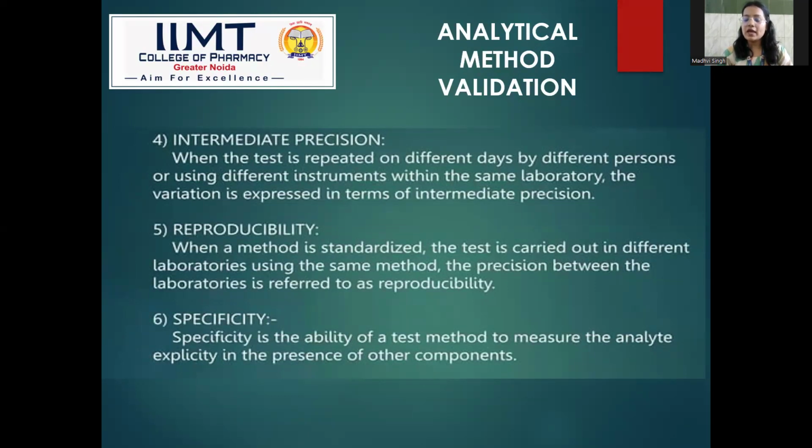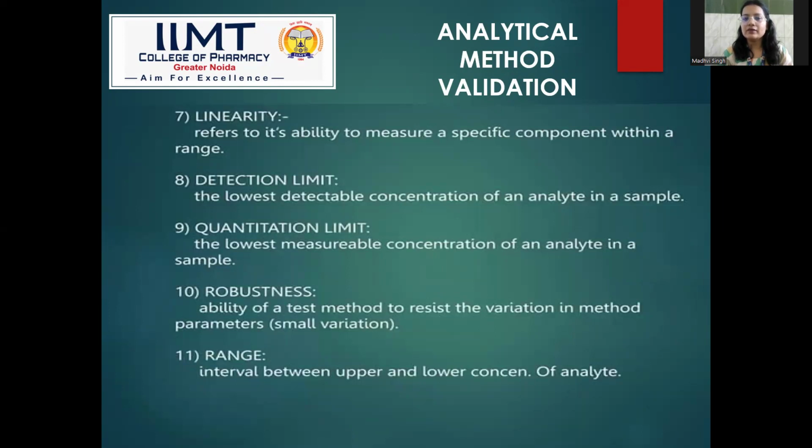Then specificity. Specificity is the ability of a test method to measure the analyte explicitly in the presence of other components. Next is linearity. Linearity refers to its ability to measure a specific component using a range. Detection limit is basically the lowest detectable concentration of an analyte in a sample. Quantitation limit, the lowest measurable concentration of an analyte in a sample. Next is robustness. Robustness is the ability of a test method to resist variation in method parameters. Robustness is basically done for small variations. Then the range. Range is the interval between upper and lower concentration of analyte.